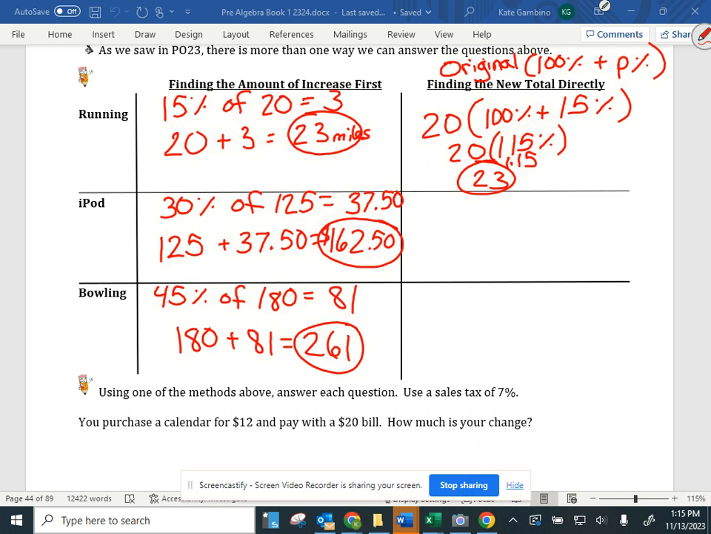Damien? 125. We're going to multiply that by 100% plus our percent of increase. That percent of increase was that 30%. So then we have 125 times 1.30. 130% is 1.